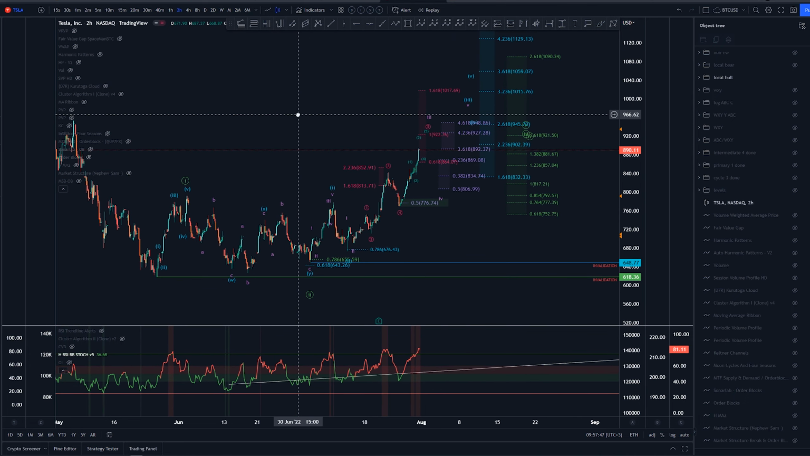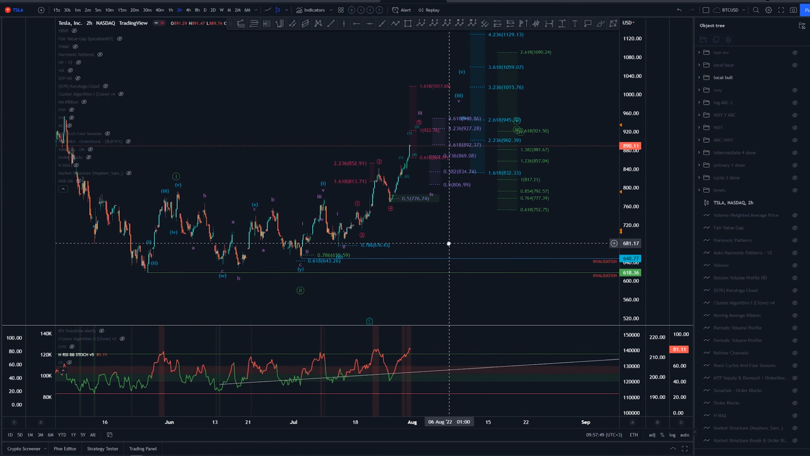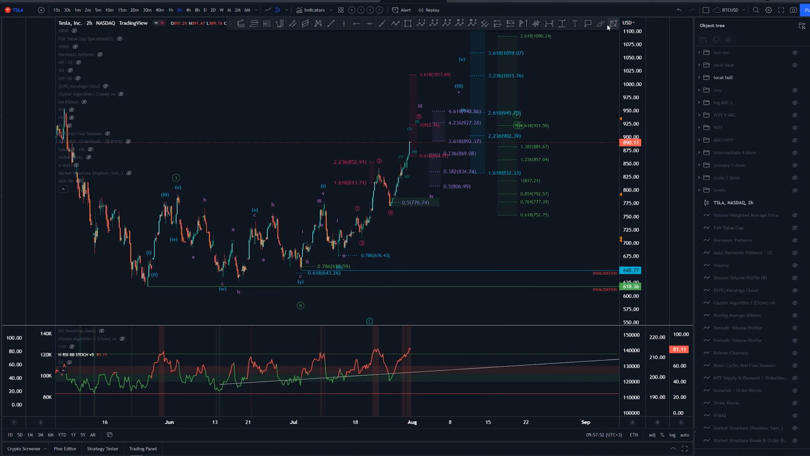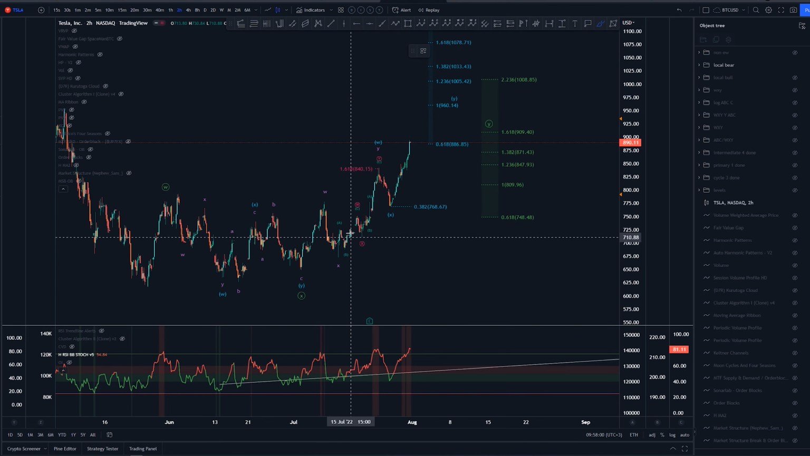So I'm just going to be dealing with this. It is not very good looking or too probable to me. So I'm probably staying off of Tesla at the moment, as I don't have really good counts here. The bearish count is this one at the current moment.